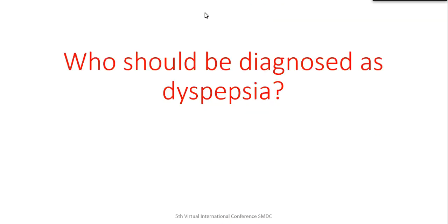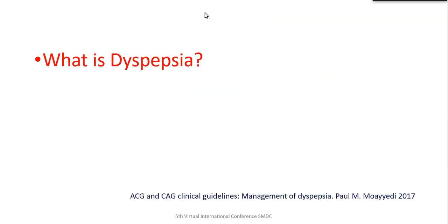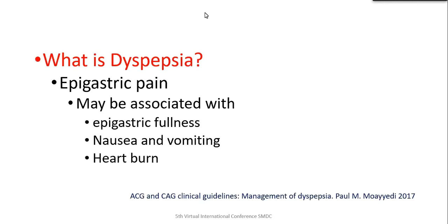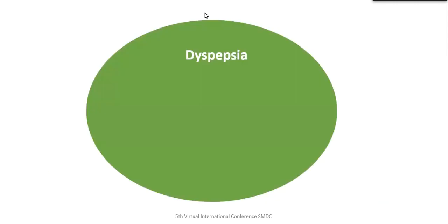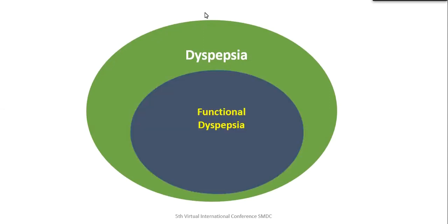First thing, who should be diagnosed as dyspepsia? So what is the definition of dyspepsia? If we look at these guidelines, what they suggest is anybody coming with epigastric pain, which may be associated with fullness, nausea, vomiting and heartburn, and the duration of symptoms is more than 1 month, can be labeled as dyspepsia. Now, with this definition, there is a big problem. You have a big group of people who are presenting with epigastric pain, and a major chunk of that is functional dyspepsia, who are just not going to have any organic cause. But there is a significant proportion of people with epigastric pain who are going to have organic diseases as well.